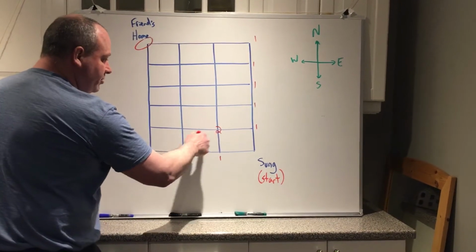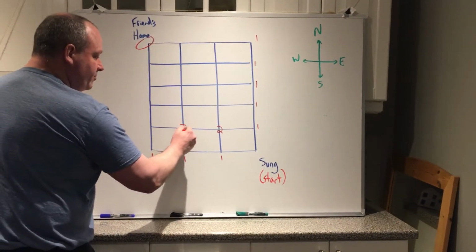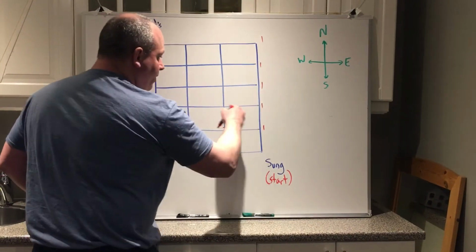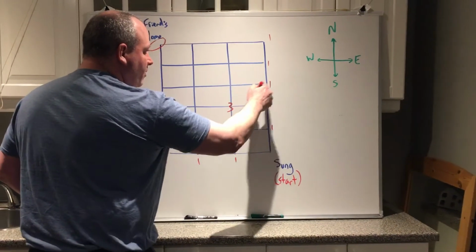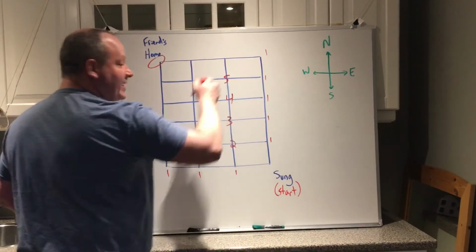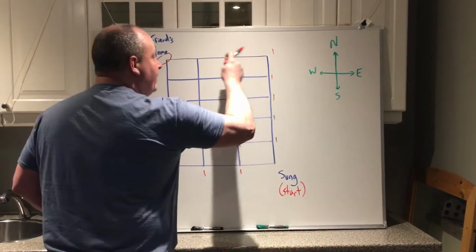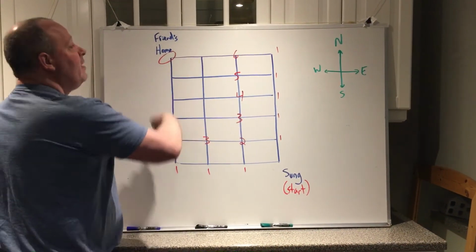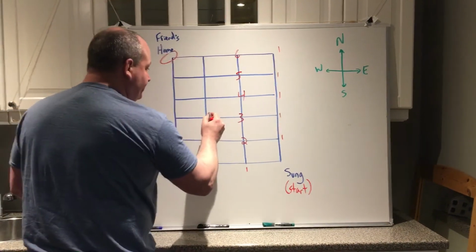This, of course, would be 2 from this way, and 1 from this way, which is 3. 1 and 3, which is 4. 1 and 2, which is 3. 1 and 3, which is 4. 1 and 4, which is 5, to get to these particular intersections. And then 1 and 5, which is 6. Okay, take your time, because if you make one mistake here, you're going to make mistakes all the way along.